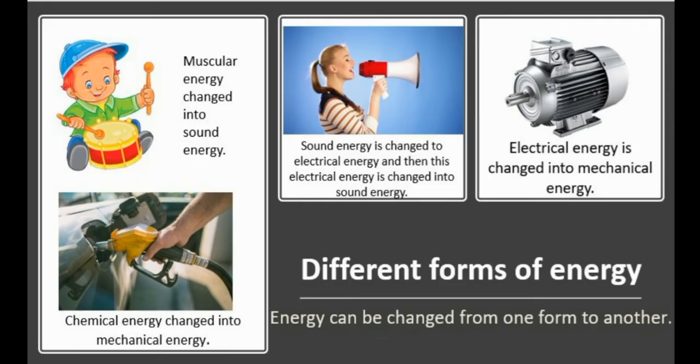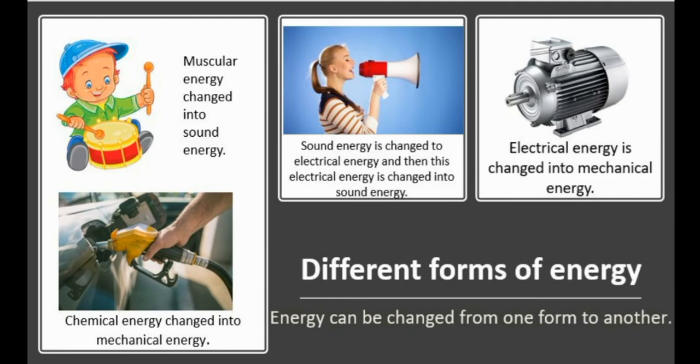Now let's see the different forms of energy and how they are changed from one form to another. As you know, energy can neither be created nor destroyed. It can only be changed from one form to another. As you can see in the figure here, when we put fuel inside a car, it gets chemical energy, and here the chemical energy is used to run the car. That means chemical energy is changed into mechanical energy.